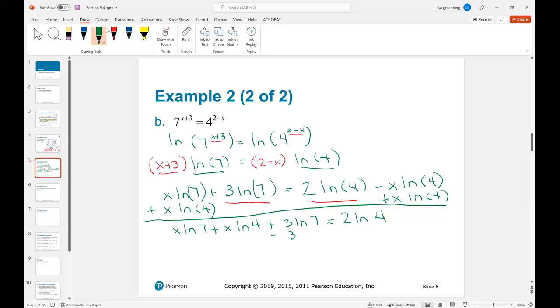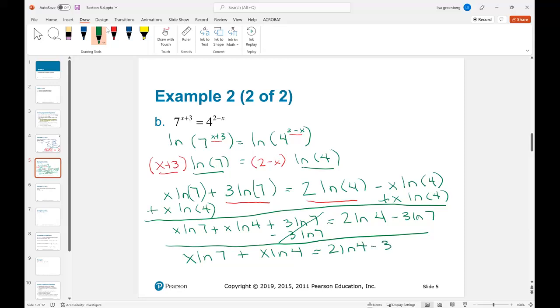And then I can subtract this constant from both sides, which gives me x ln of 7 plus x ln of 4, these cancel, equals 2 ln of 4 minus 3 ln of 7. Okay, and I think what we'll do instead of squishing it in here is I'll make a new slide.